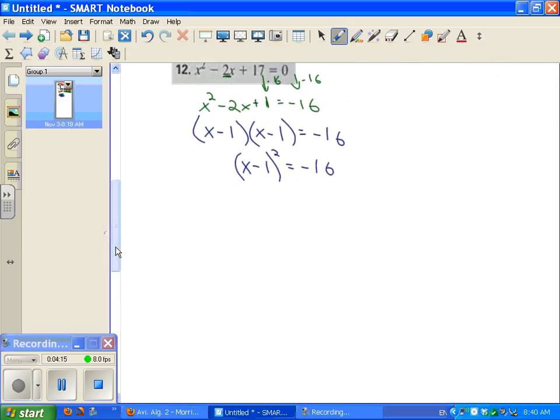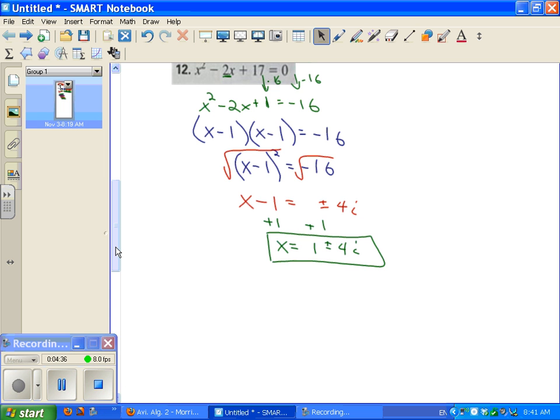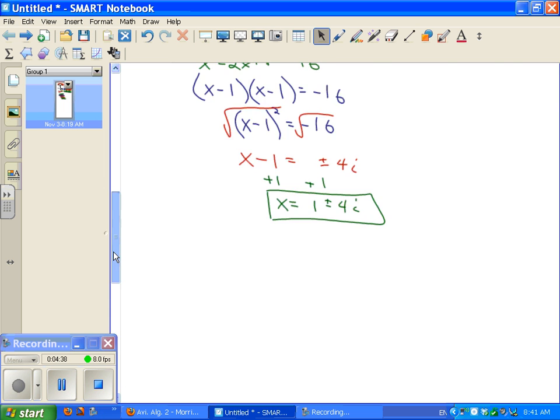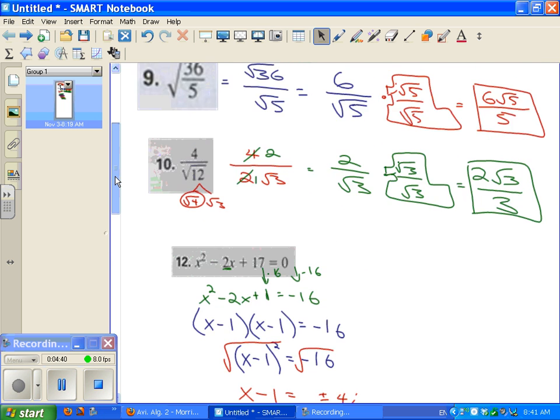Now what? Square root both sides. So I'm going to get x minus 1 over here. What am I going to get in here? Positive and negative 4i. Good. Plus 1 both sides. x equals 1 plus or minus 4i. I think that was it. Any other ones?